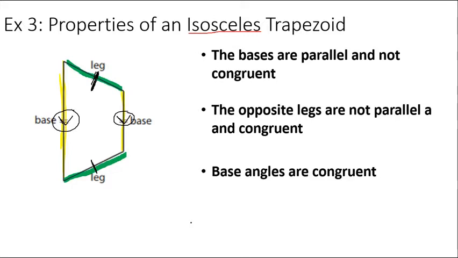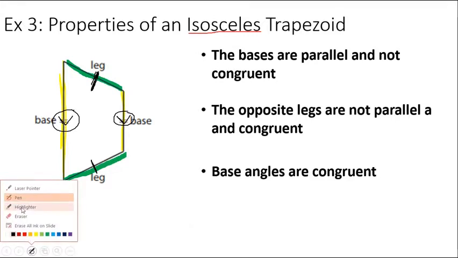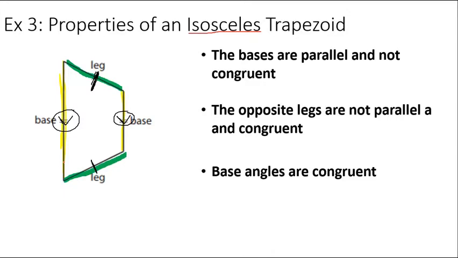And base angles are congruent. So what this means is that these two angles here are congruent to each other. And then these two angles here are also congruent to each other.